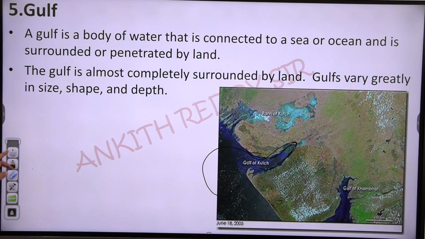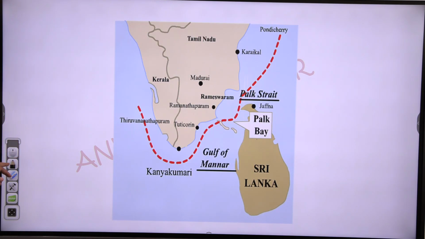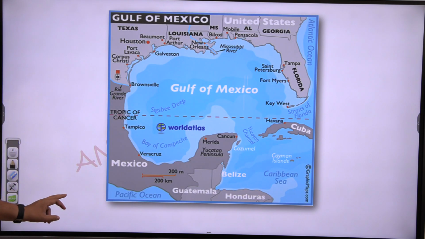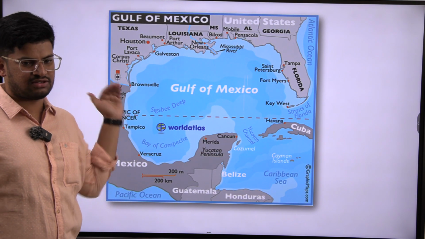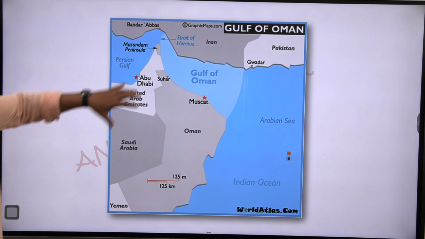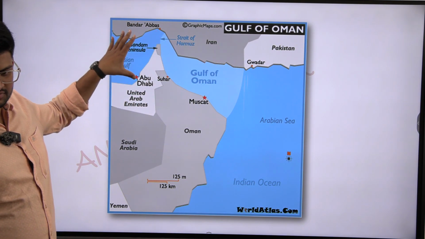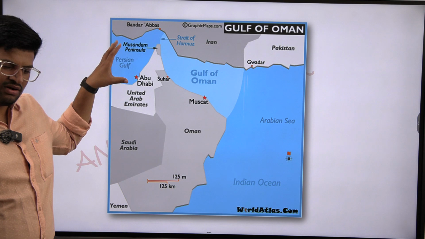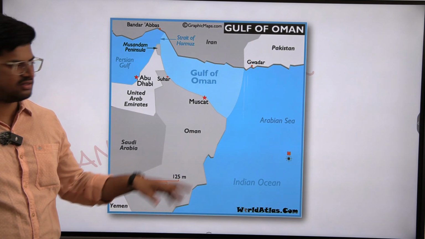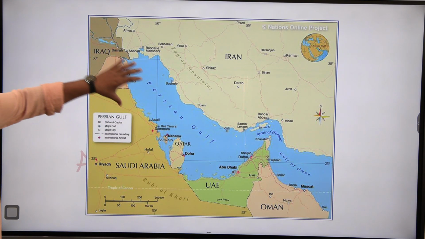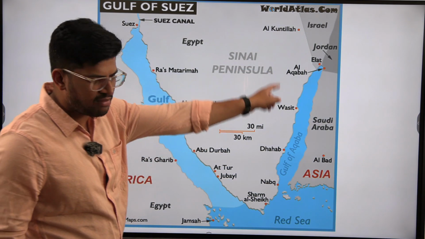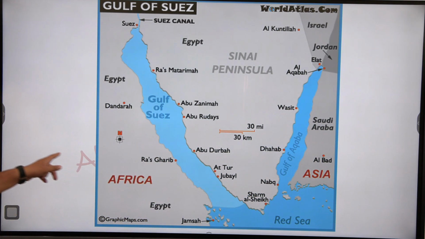Okay, and they may vary in size and shape. You can see this is the Gulf of Mannar, a small narrow one, and this is the Gulf of Mexico. The Gulf of Mexico and the Atlantic Ocean are connected by the Strait of Florida. Now you can see the Gulf of Oman. This is the Persian Gulf, a narrow water body surrounded by land. Similarly, you have the Persian Gulf, Gulf of Oman, Gulf of Suez, Gulf of Aqaba. Okay.